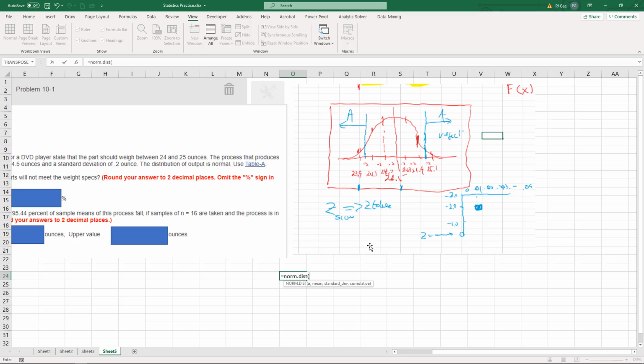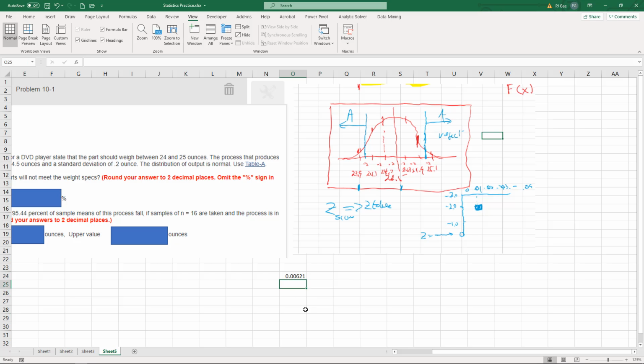So we need to know what point to go up to, and 24 is the lower spec limit from our customer. The mean is 24.5, and the standard deviation is 0.2. We punch true in here because there are two ways this formula works. If we used false, it will give us the height of the curve at the point. If we type in true, it gives us the area up to and including that point.